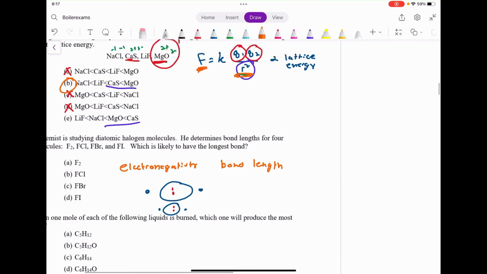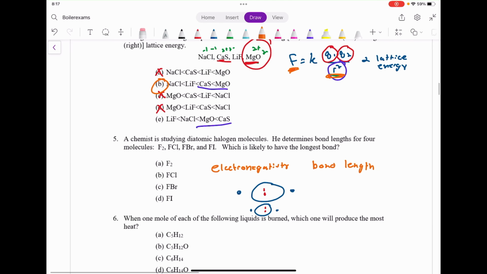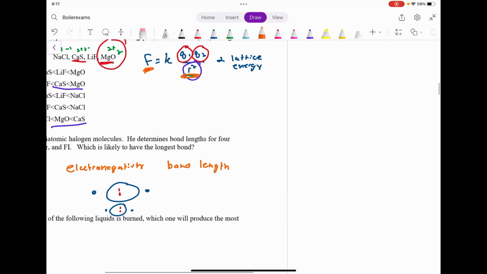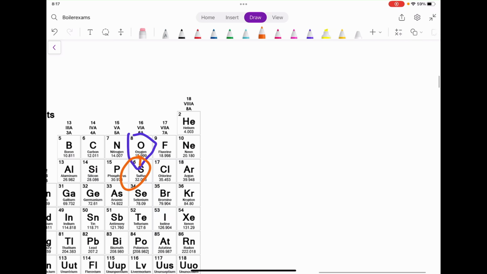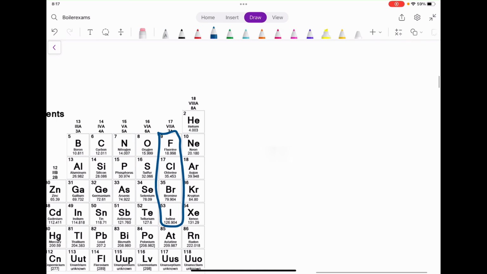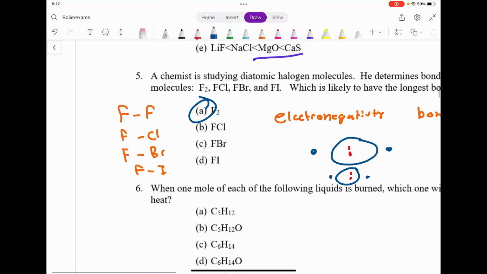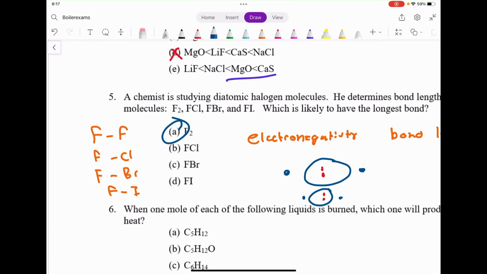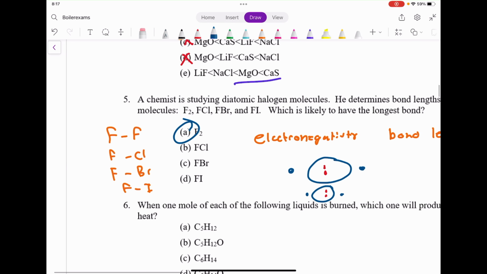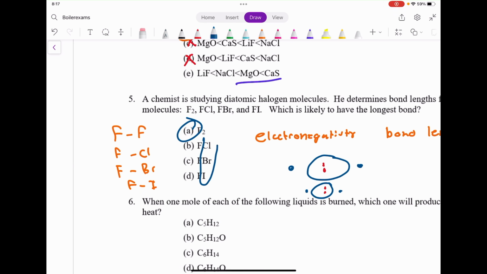Let's find these on the periodic table. So essentially, these are the options: fluorine bound to fluorine, to chlorine, to bromine, or to iodine. Of those choices, fluorine has the greatest electronegativity. Therefore, if you want to bind fluorine to something and make the smallest bond possible, bind it to itself, not something lower than it, because these choices all have lower electronegativities.